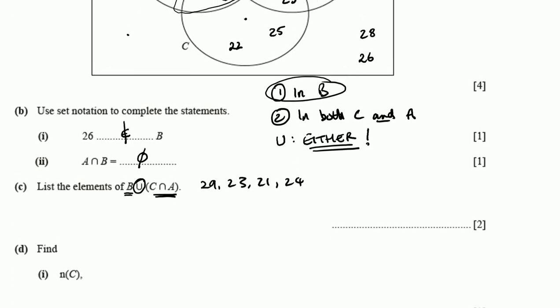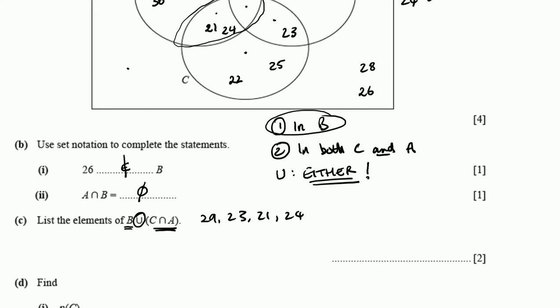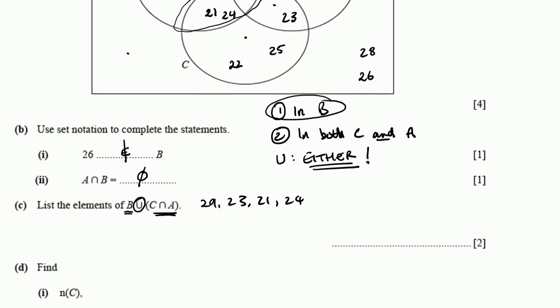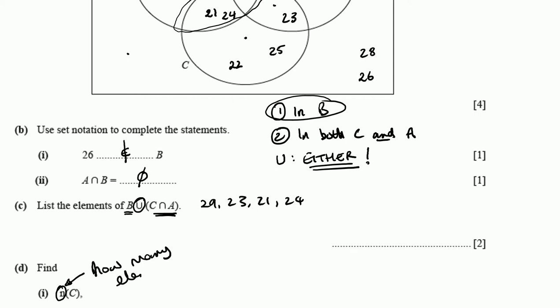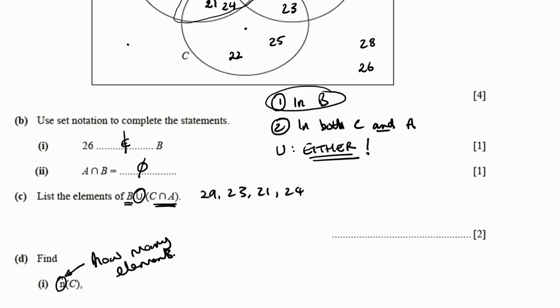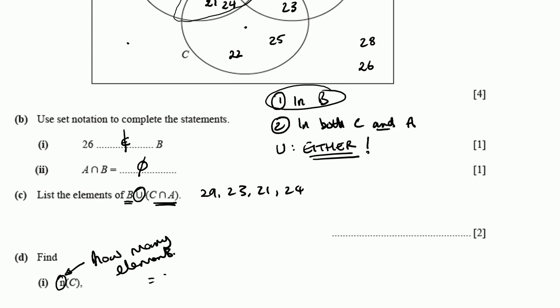I'm also asked to find n(C). Now, C, of course, contains the elements 21, 24, 23, 25, and 22. But this little n over here asks me for how many numbers, how many elements. So I don't want to list these numbers, I want to see how many numbers are contained. 1, 2, 3, 4, 5. So n(C) is 5 because C contains 5 numbers.